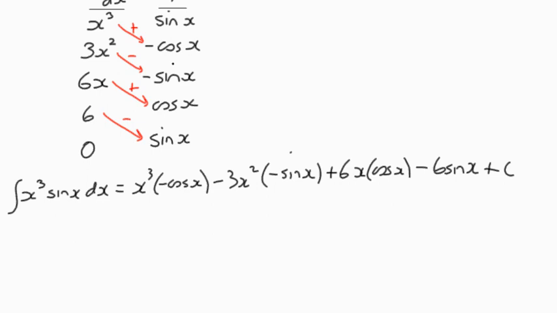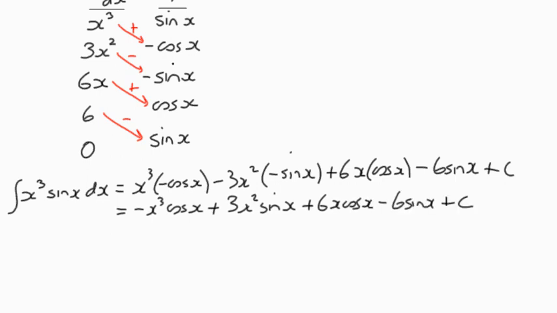which we can tidy up a little bit here. It might take us a couple of lines, we'll do it one step at a time. So we've got negative x cubed cos x plus 3x squared sine x plus 6x cos x minus 6 sine x plus c. And we could technically take a common factor of the cos terms and the sine terms separately.